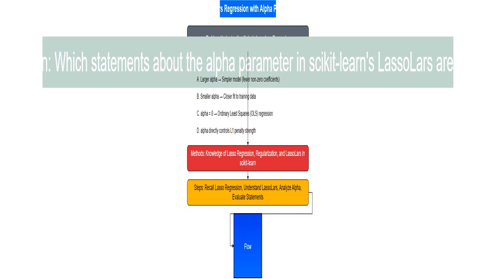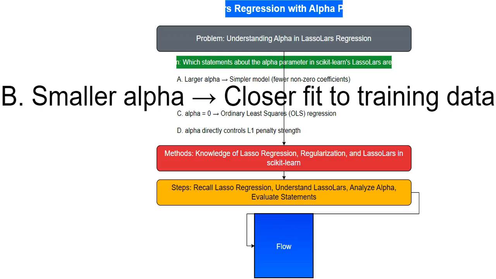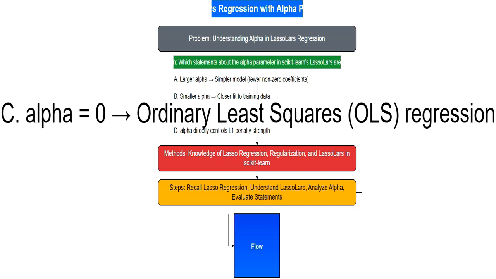A larger alpha value means a stronger penalty on the size of coefficients, resulting in more of them being set to 0. This simplifies the model. A smaller alpha weakens the penalty, which allows the model to fit the training data more closely. But be cautious. This might lead to overfitting. If alpha is 0, there's no penalty, meaning it becomes a regular ordinary least squares, OLS, regression. This is important because OLS regression doesn't do any regularization.